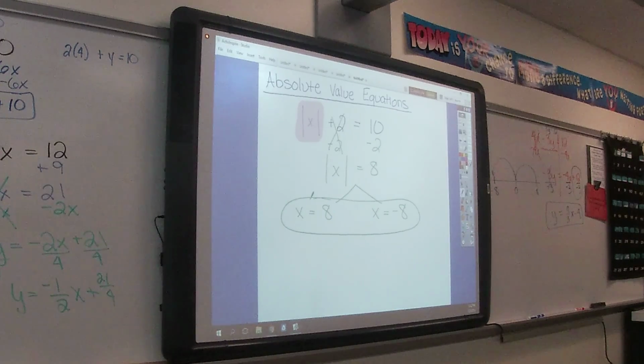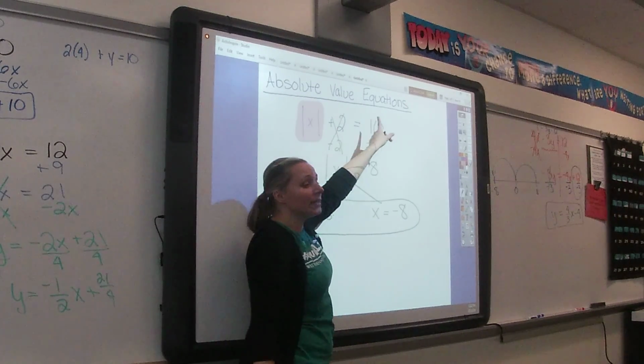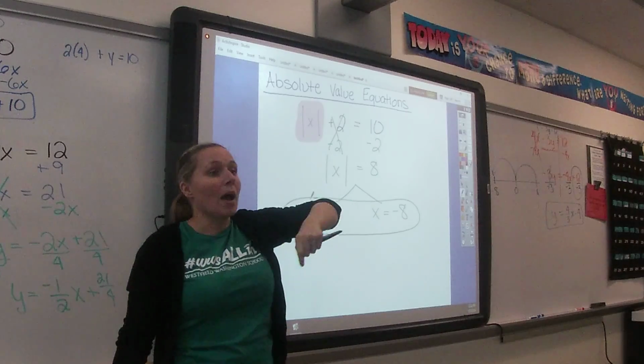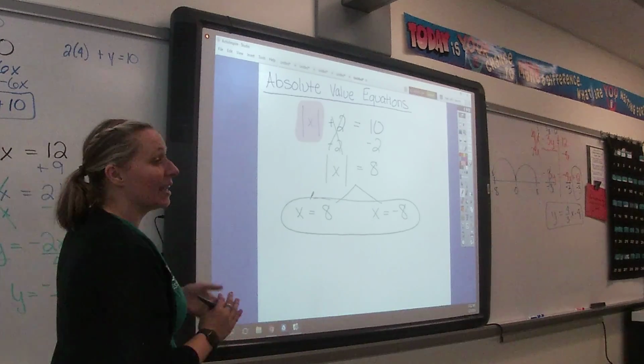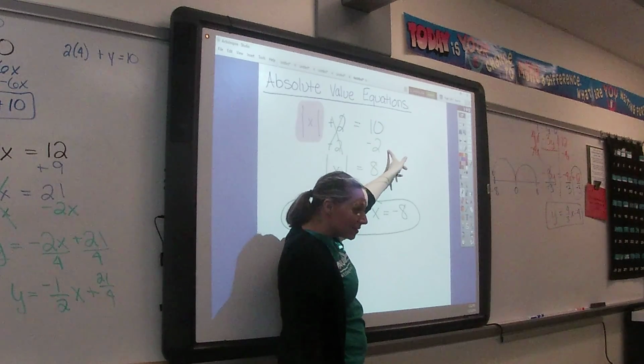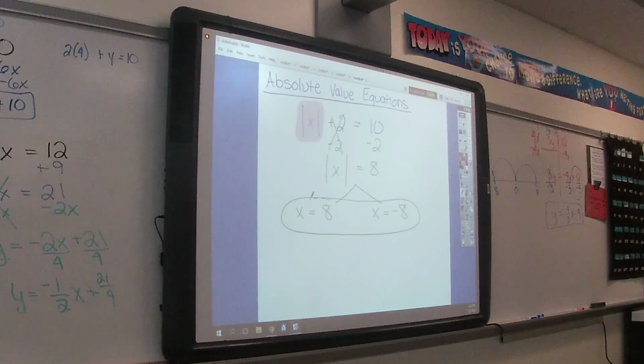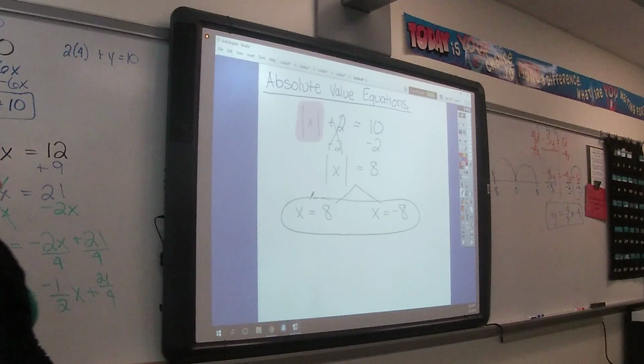2 of them. So if we plug in positive 8, what is the absolute value of 8? 8. And 8 plus 2 is 10. Then we'll have to start over and plug in negative 8. What is the absolute value of negative 8? 8. And 8 plus 2 is 10, right? So they both work. There are 2 answers in this problem. Okay? So let's look at another one.